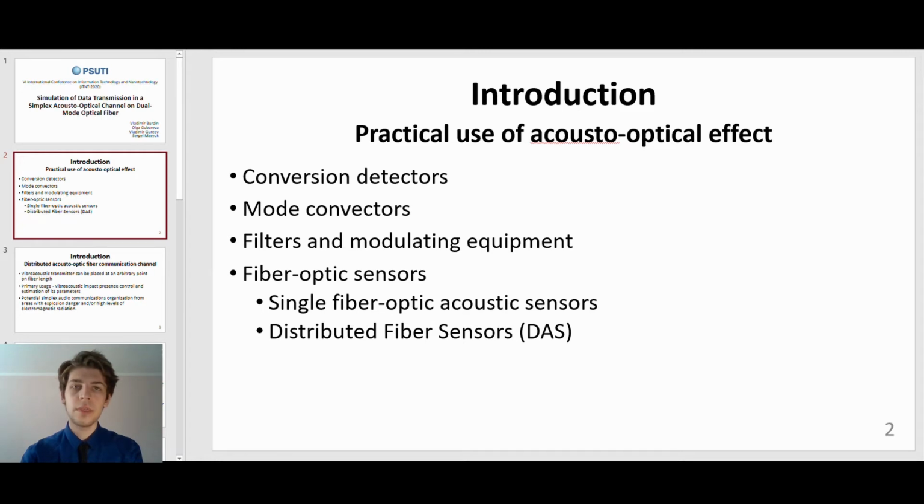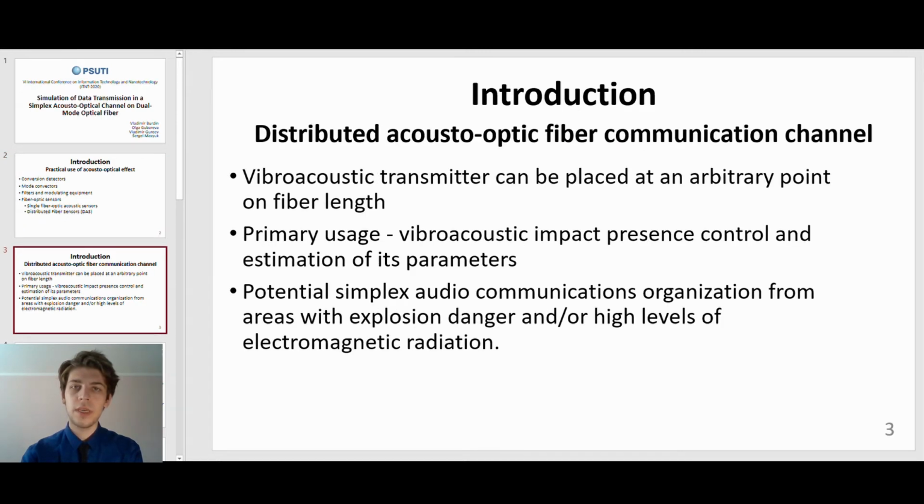It is sufficient to build a distributed acousto-optic fiber communication channel, a vibroacoustic transmitter of which can be placed at any point on the fiber length. Such a distributed acousto-optic fiber channel may be used not only for vibroacoustic impact presence control and for estimating its parameters, but also for simplex audio communications organization from areas with high explosion danger or high levels of electromagnetic radiation. In such a case, the transmitted acoustic signal does not require direct connection to a certain point of the line cable. The same approach is also used for audio information retrieval.